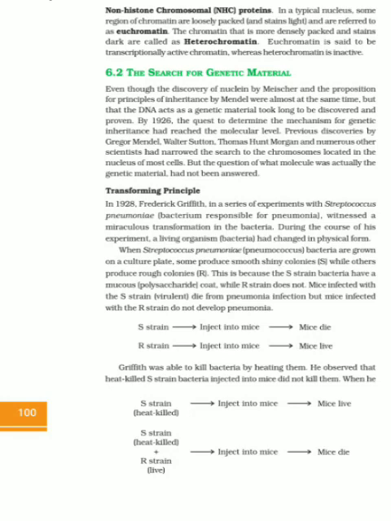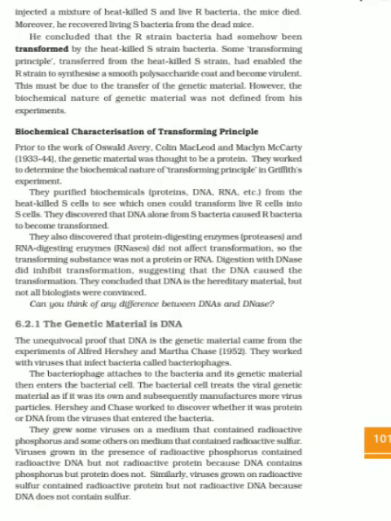When he injected a mixture of heat-killed S and live R bacteria, the mice died. Moreover, he recovered living S bacteria from the dead mice. He concluded that the R strain bacteria had somehow been transformed by the heat-killed S strain bacteria. Some transforming principle transferred from the heat-killed S strain had enabled the R strain to synthesize a smooth polysaccharide coat and become virulent. This must be due to the transfer of genetic material. However, the biochemical nature of genetic material was not defined from his experiments.